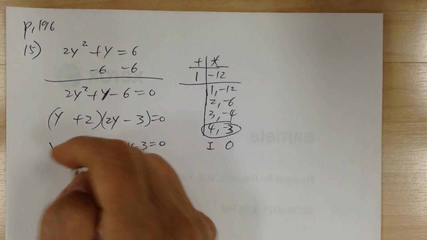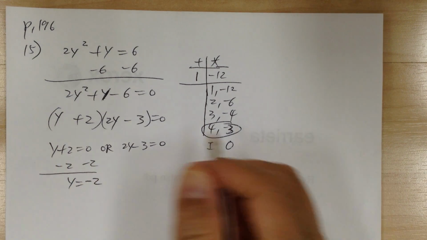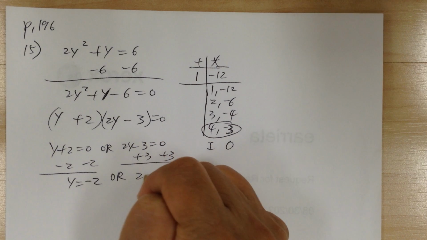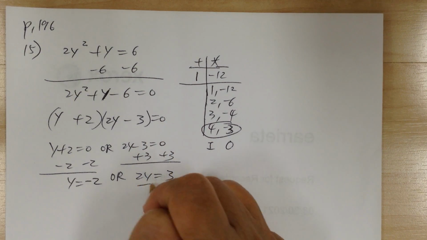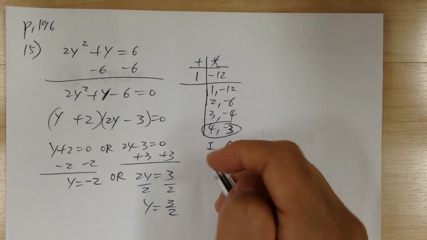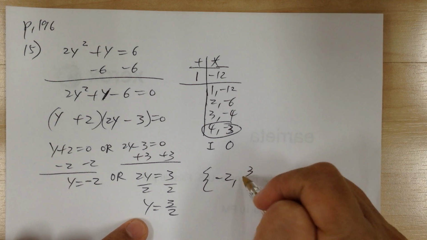Okay, and now you solve. So minus 2 on each side. So you got y equal to negative 2. Or plus 3 on each side. So you got 2y equal to 3. Then you divide by 2. So y equal to 3 over 2. Okay, and so your solution set would be negative 2, comma 3 over 2.